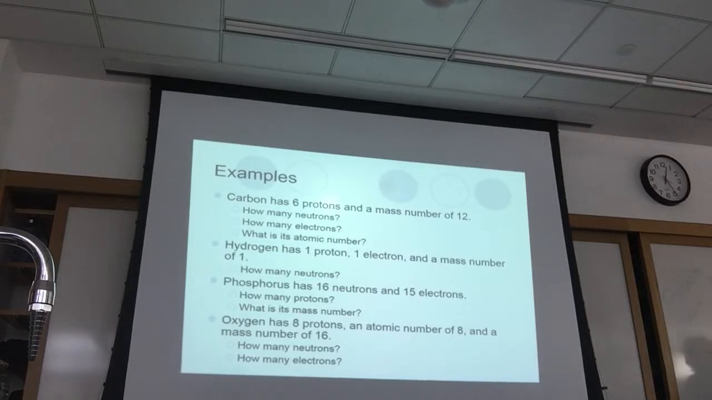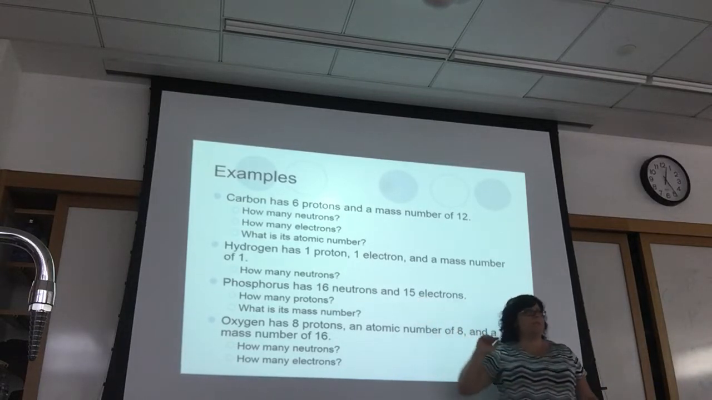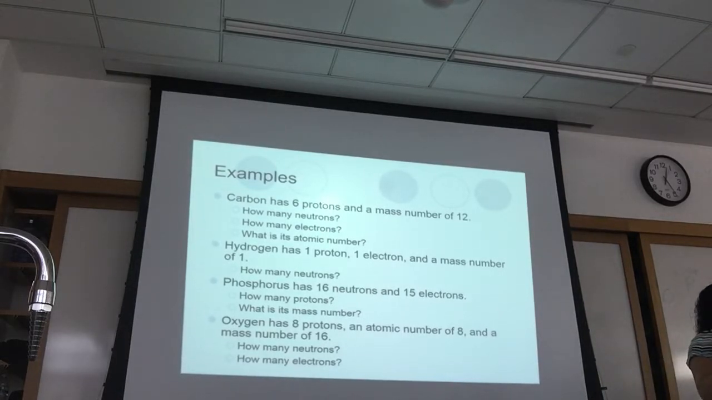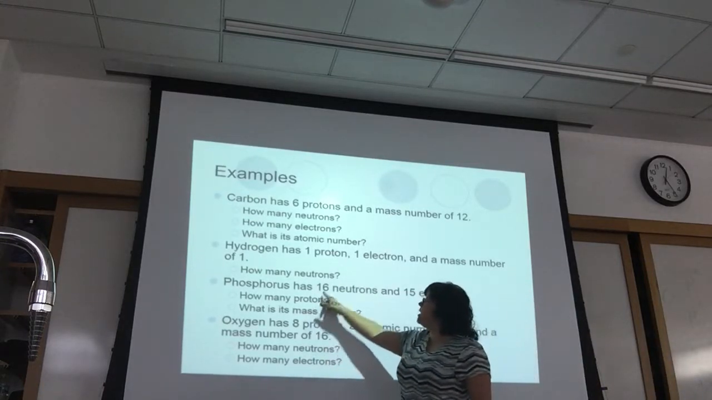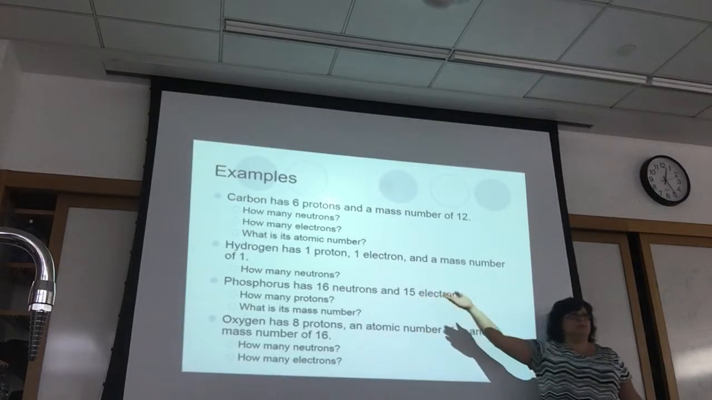Getting pretty big. How many protons? 15. 15. Protons equals electrons. What's the mass number? Good. 31. 31. You shouldn't need your calculator. Okay, mass number is just 16 plus 15.